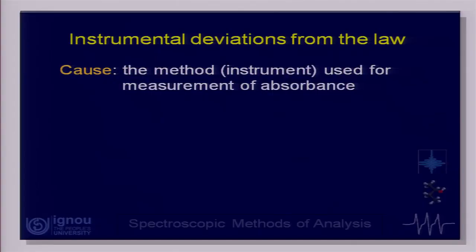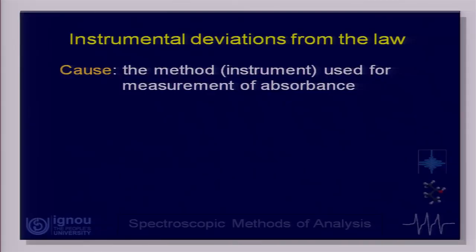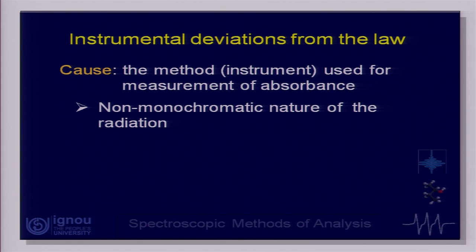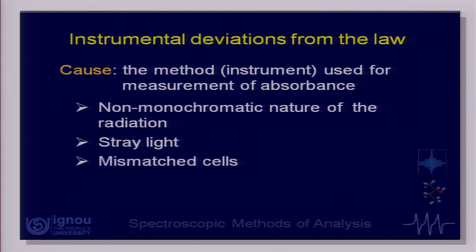Okay. Now, let us move further and talk about yet another class of deviations from the Beer-Lambert law, and they happen to be instrumental deviations. If you really ask me, these are deviations not only because of the instrumentation involved, but broadly speaking the way we conduct the experiment, that means the way we make measurements. In this category we can talk about different factors. One of them is the non-monochromatic nature of radiation, second is stray light, the third is mismatched cells, and the fourth one is temperature. Let us talk about each one of them one by one.